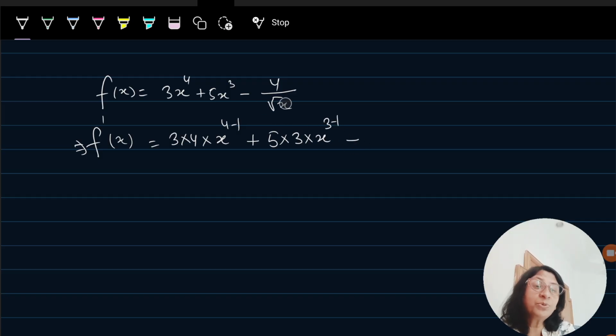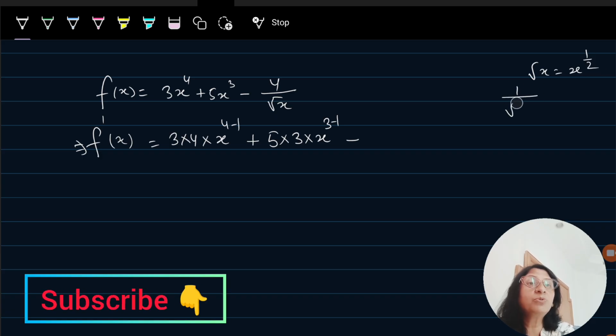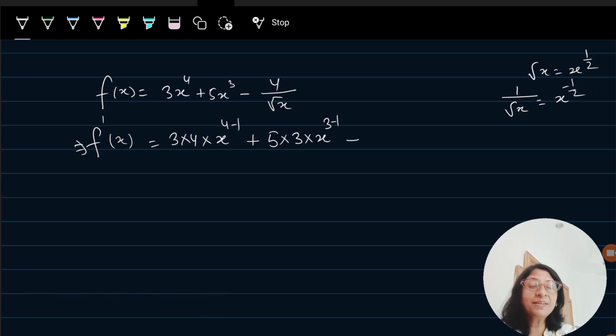Okay. Now come to this part. So in this part we have root under x, and we know that root x is equal to x raised to the power half. But here it is reciprocal. So 1 over root x can be written as x to the power negative half, isn't it? Right? So here we will write 4 as it is, multiplied by negative half, right? And then we have x raised to the power minus half minus 1, right?